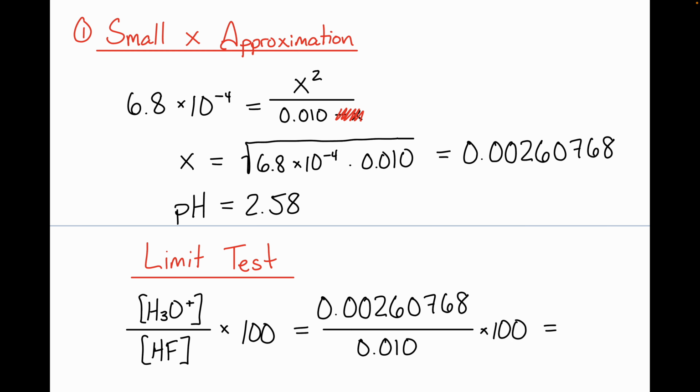All right, we punch this into our calculator. We get 26.1%. So what can we say? Did we pass or fail here? We failed.